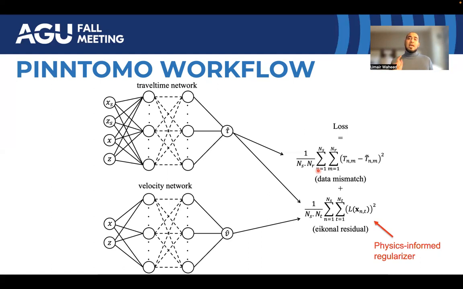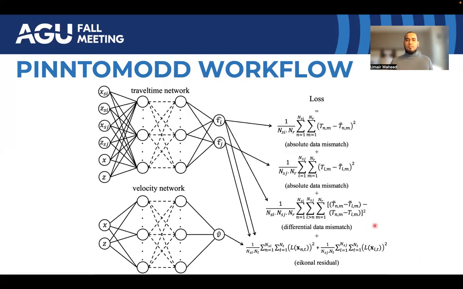Now, one good thing about this is that we have this Eikonal residual term that acts as a physics-informed regularizer, which I believe is a better way to address the ill-posedness issue, that is, using physics rather than using some form of smoothing regularizers, which end up limiting the resolution of your model.